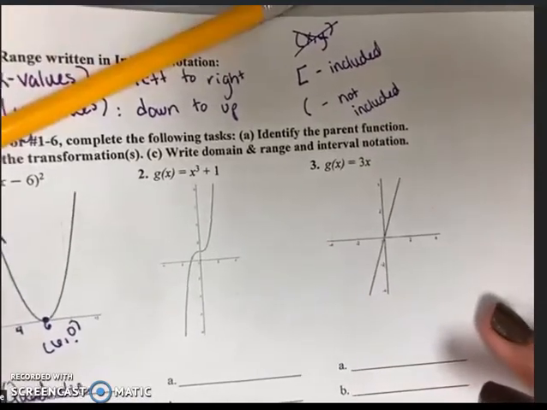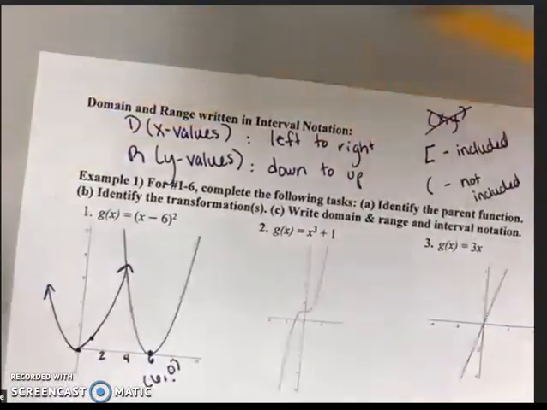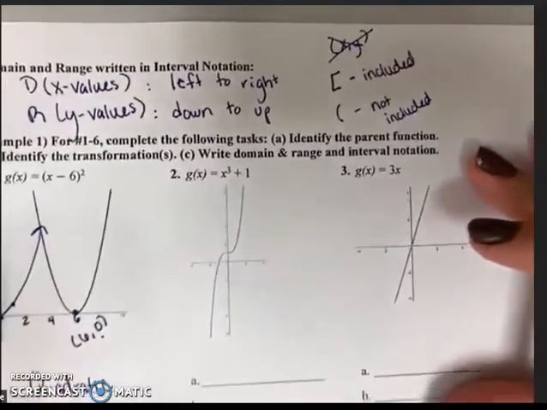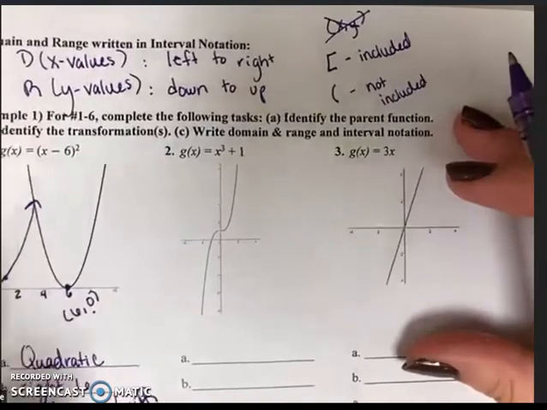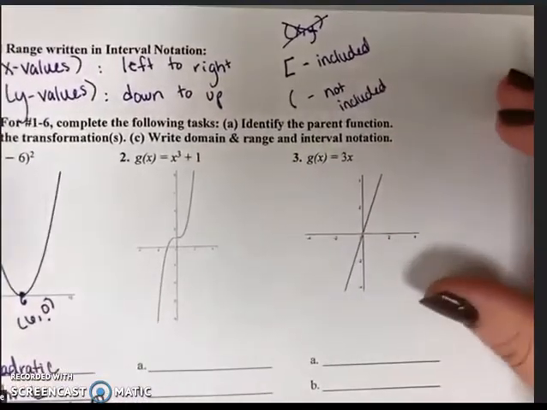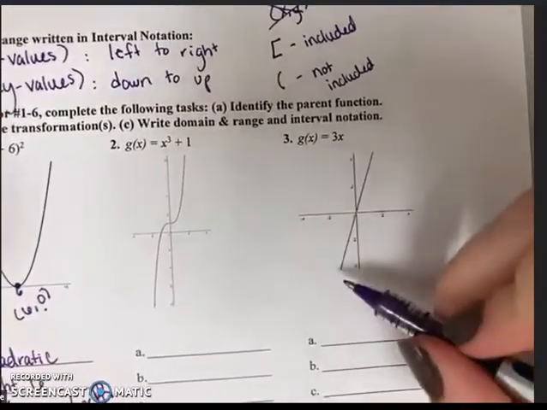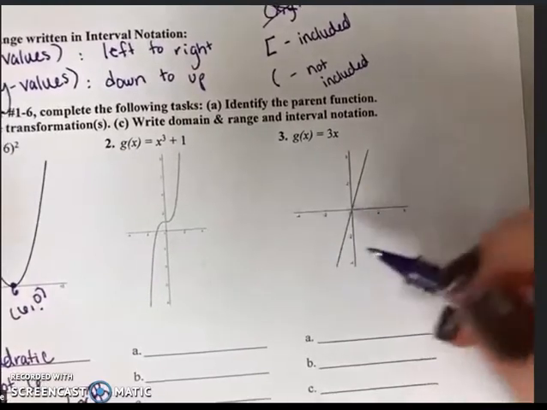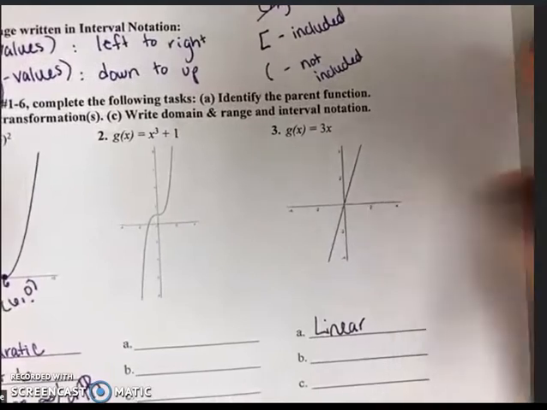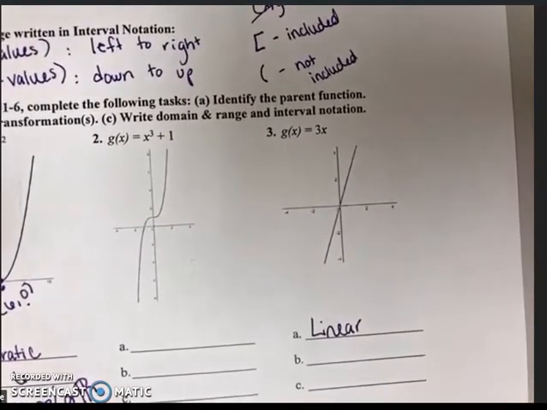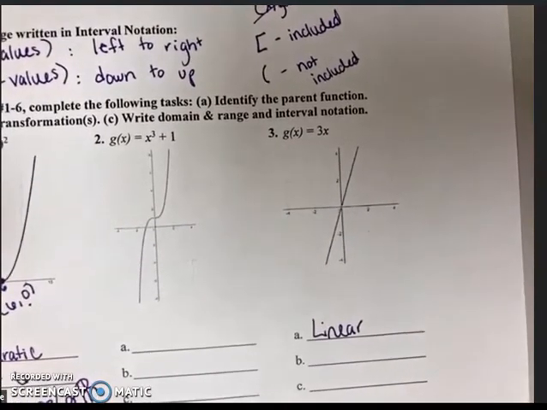All right, let's take a look at number 3 now. Once again, I need to go ahead and identify what the parent function is. So my graph looks like it's a straight line. That means it would be a linear function. And now I need to identify what exactly the transformation is.